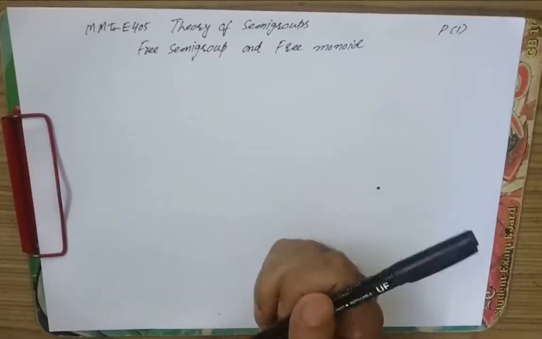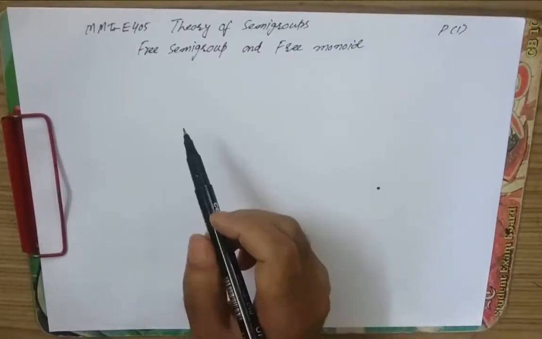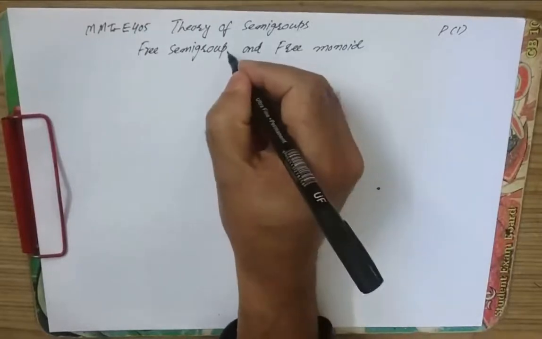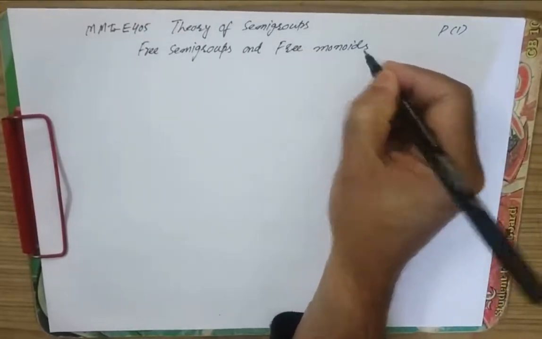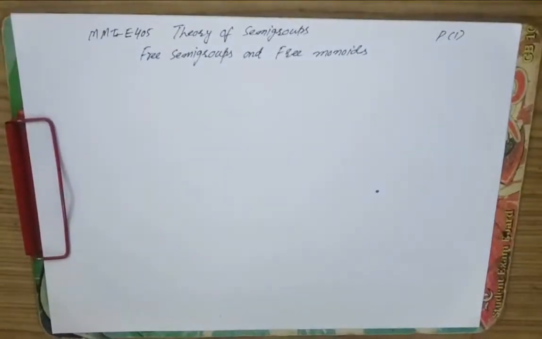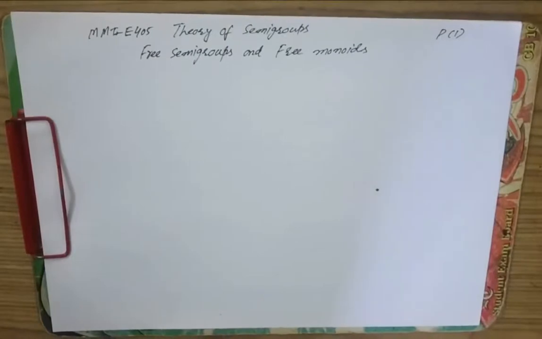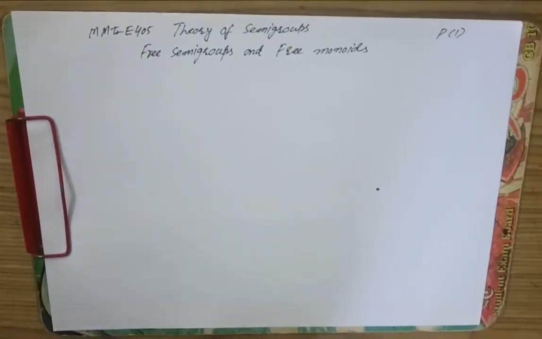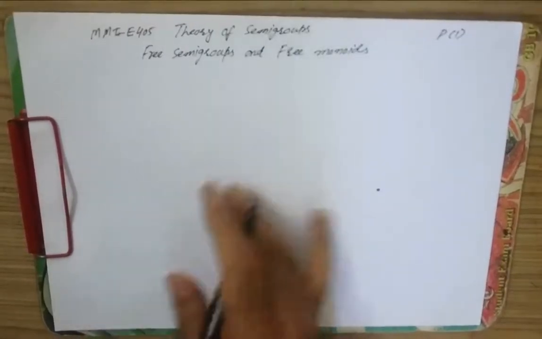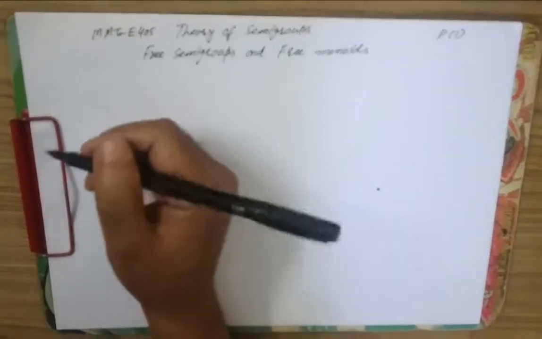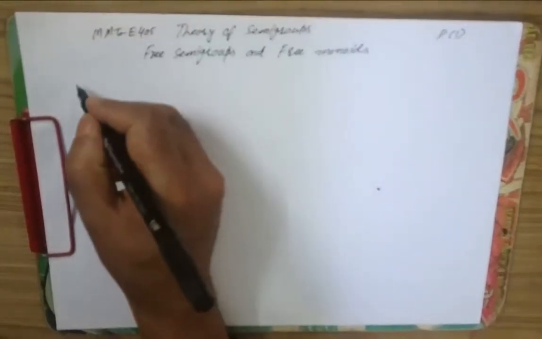In this video lecture we will discuss pre-semigroups and pre-monoids. Given any set A, we can always construct a semigroup that we call a pre-semigroup. So let's take any non-empty set A.